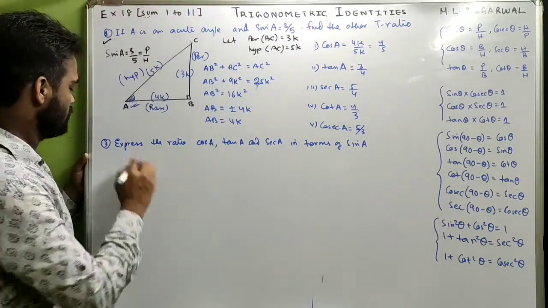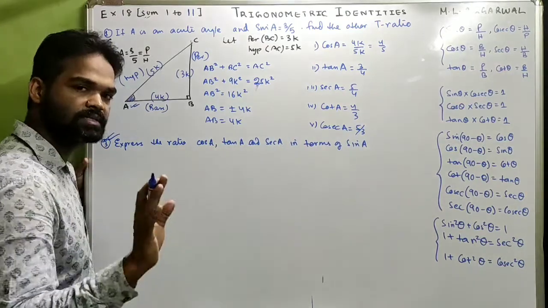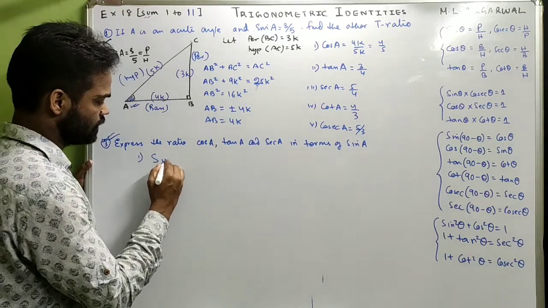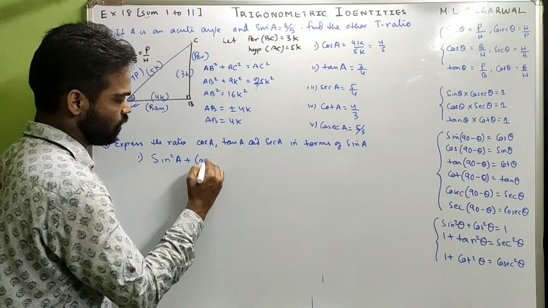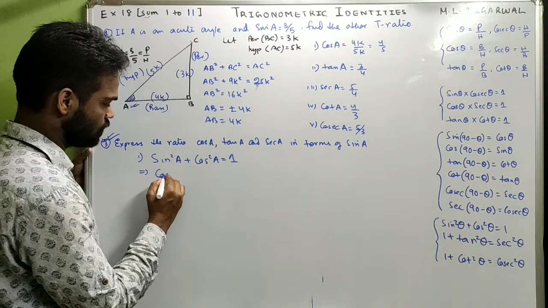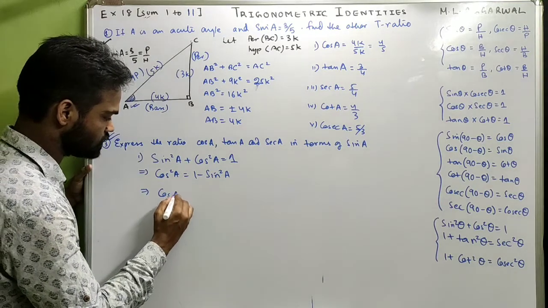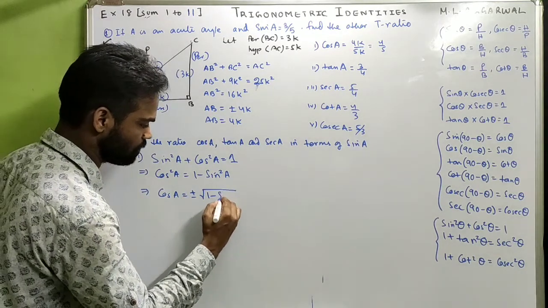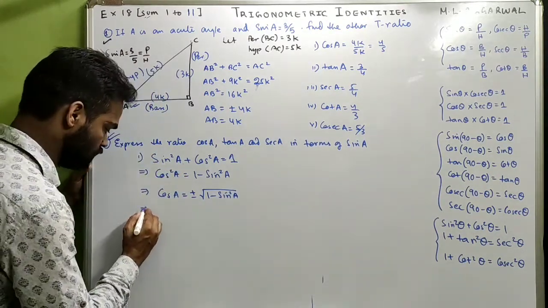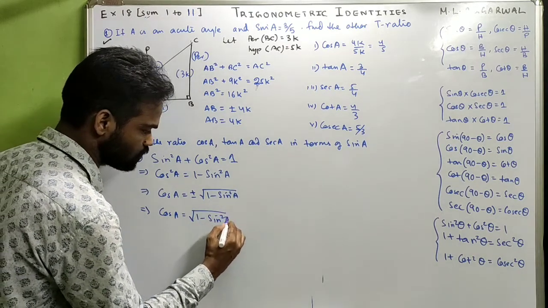Done. Now look, sum number 3. Express the ratios cos A, tan A and sec A in terms of sin A. A is your acute angle. Remember that. So, the first part, see. Sin square A plus cos square A is equal to 1. A is an acute angle, which means cos square A is 1 minus sin square A, which means cos A will be plus minus root of 1 minus sin square A. Now A is acute, which means cos A has to be positive, I told you. So cos A is nothing but root over 1 minus sin square A.